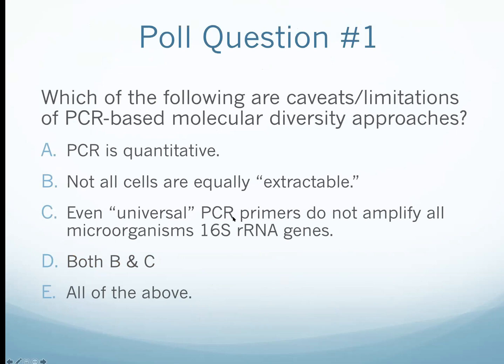All right, so let me see if I can get this to go up. Okay, let's have our first poll of the day. Which of the following would be caveats or limitations of PCR-based molecular diversity approaches? A, PCR is quantitative. B, not all cells are equally extractable. C, even universal PCR primers don't amplify all microorganisms' 16S genes. D, both B and C, or E, all of the above. So I will launch the poll. Go ahead and choose your answer.